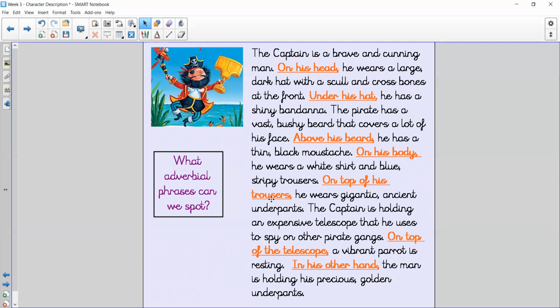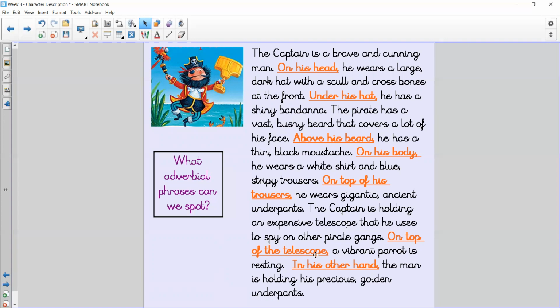On top of his trousers, he wears gigantic ancient underpants. Where does he wear the underpants? Have a think. On top of his trousers. Well done. The captain is holding an expensive telescope that he uses to spy on other pirate gangs. Can't spot one in that sentence.